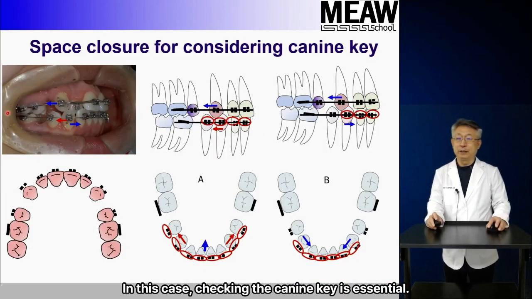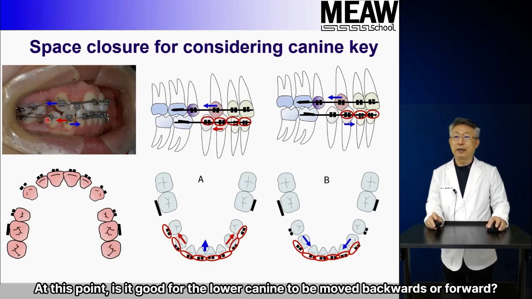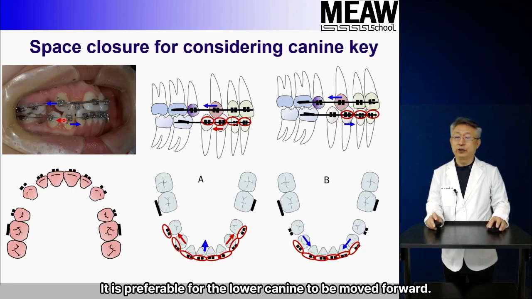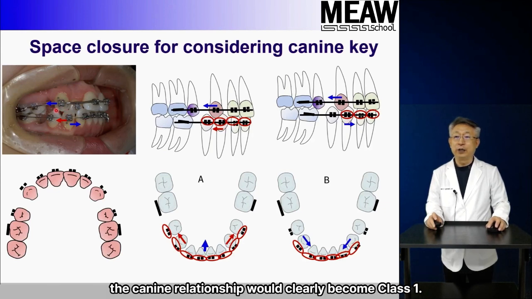In this case, checking the canine key is essential. It is preferable for the upper canine to be moved backwards. At this point, is it good for the lower canine to be moved backwards or forward? It is preferable for the lower canine to be moved forward. So the upper canine is first moved backward, then the lower canine is moved forward. The canine relationship would clearly become Class 1.